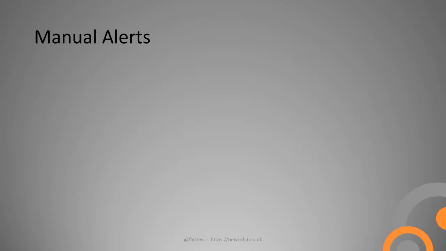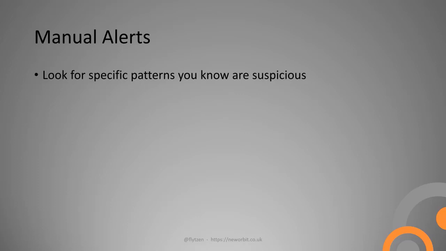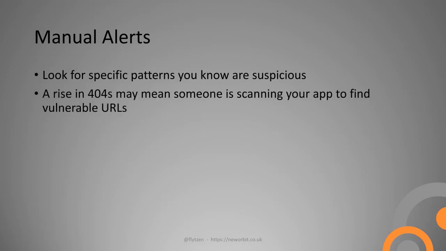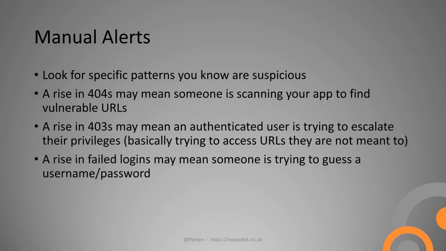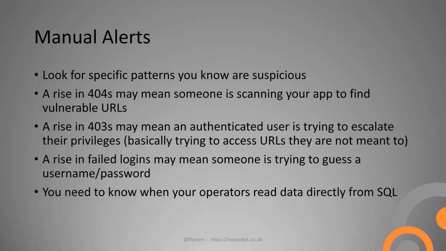Okay, manual alerts, I mentioned some of them before. This is where you have to think about your app. What's special about your app? How can you know that something is a bit weird? I mentioned the 404s before. There you go, somebody's probably scanning you. 403s, privilege escalation, failed logins. I mentioned all these before.